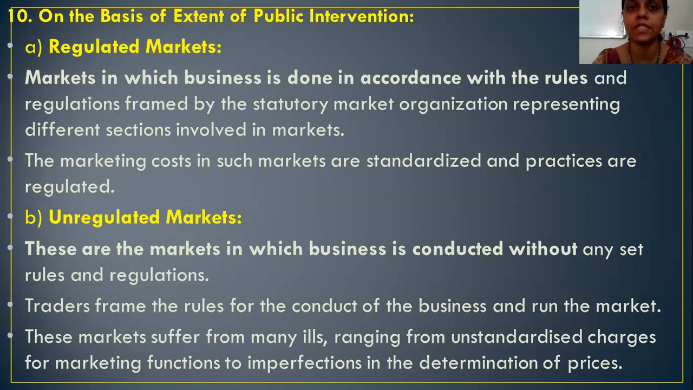Now the dimension number 10, on the basis of extent of public intervention. Public intervention means here the role of government is very important, and on that basis there will be two types of market: regulated markets and unregulated markets. So what is the definition of regulated markets? Markets in which business is done in accordance with the rules and regulations framed by a statutory market organization representing various different sections involved in markets.